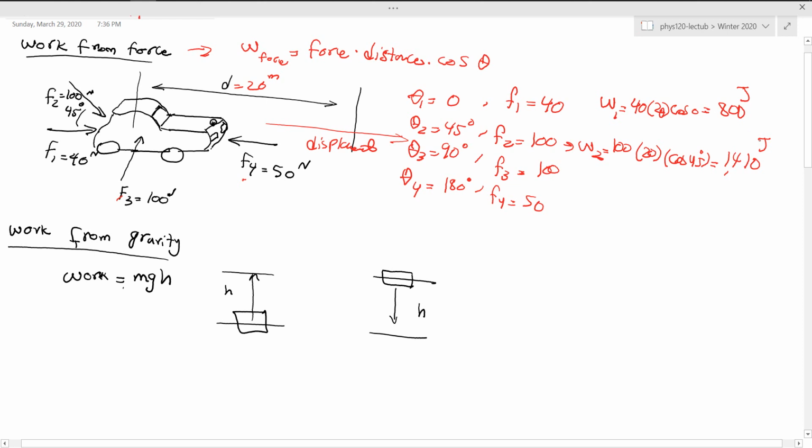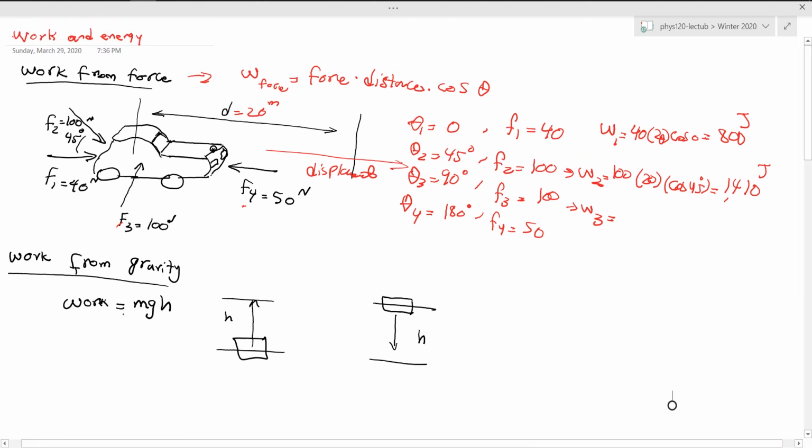Now if I do it for the third force, W3, the force is 100, the distance is 20, and the cosine of 90 degrees will make it zero work.